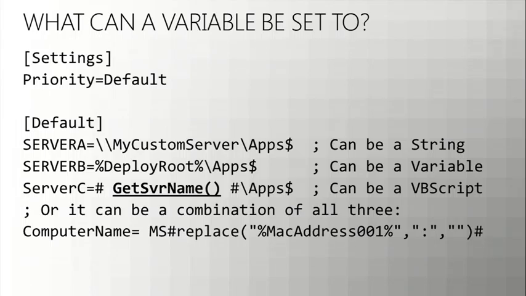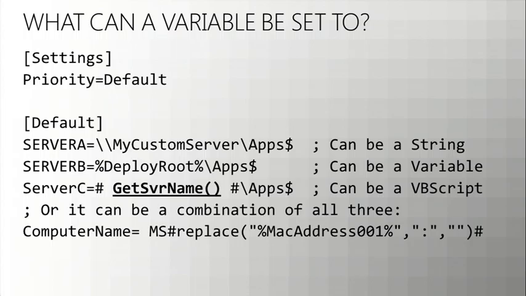So one classic example might be ComputerName equals. In my environment, I want all computer names to be MS, for Microsoft, and then the MAC address. Well, how many people know what the maximum length for a computer name is? It's only about 15 characters. A MAC address should be 12 characters long, but when you add the colons in, it expands out even longer. So that's way too long.